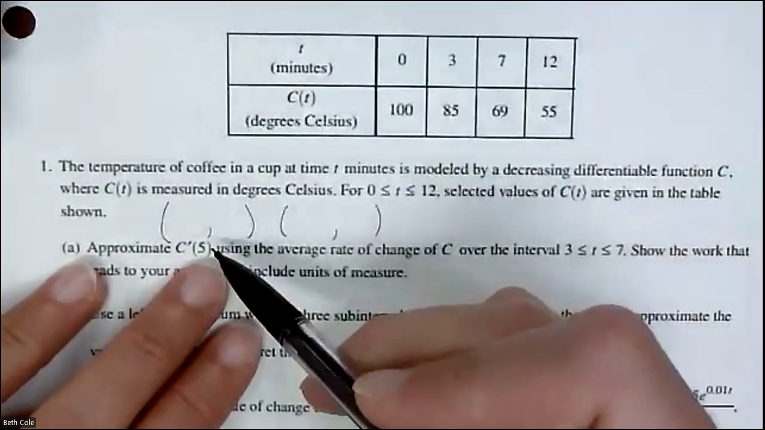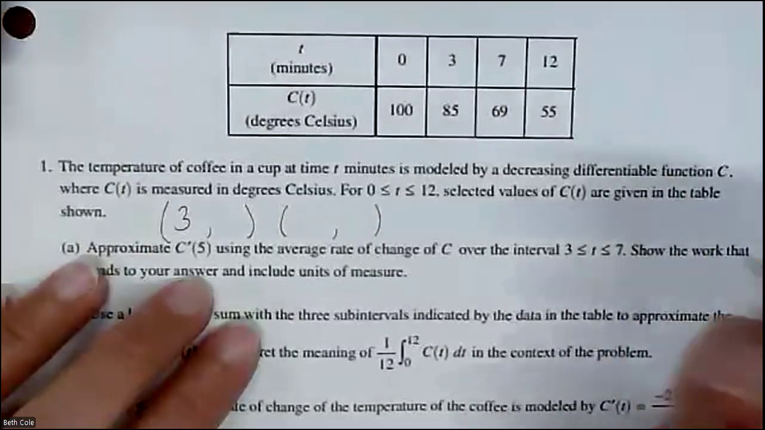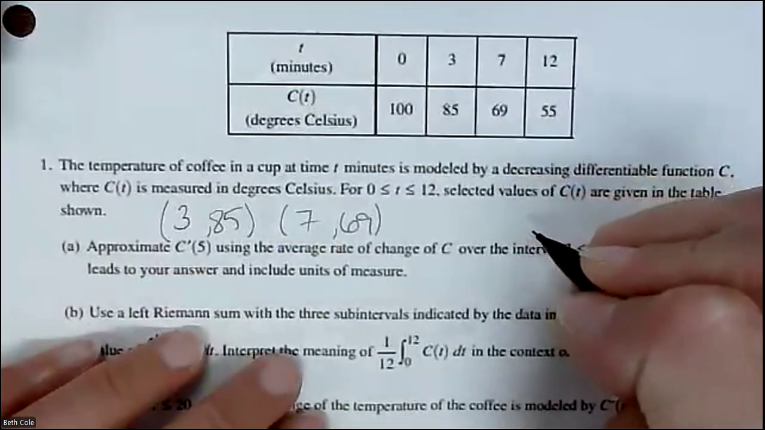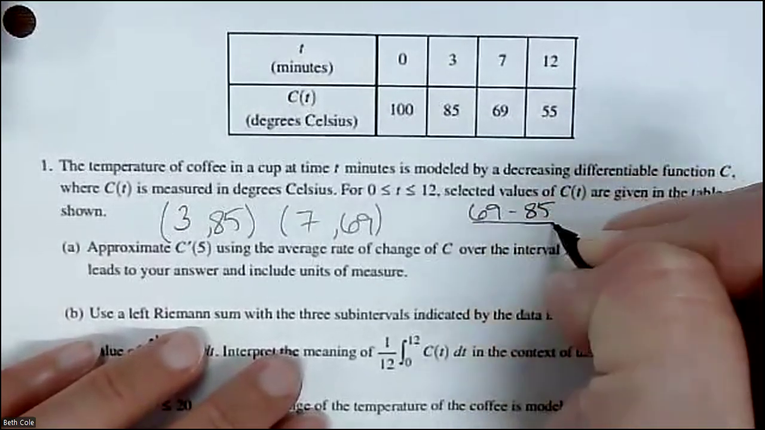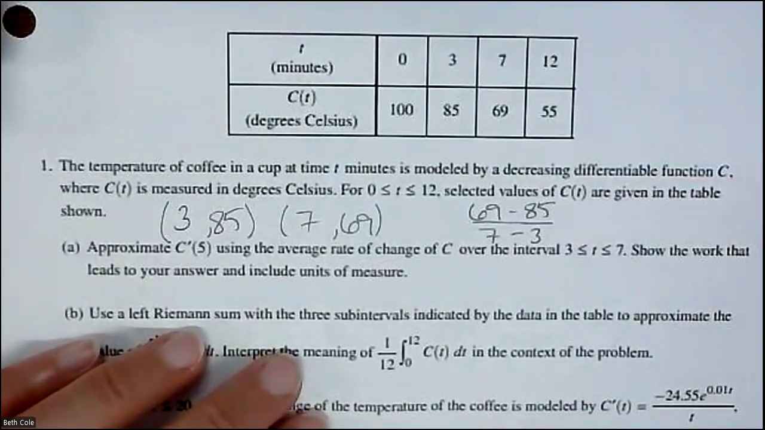Which points would we use for 5? Yeah, 3 and 7. So 3, 85, 7, 69. And how did you set it up? Good, 69 minus 85 over 7 minus 3. If you wrote that, give yourself a point.